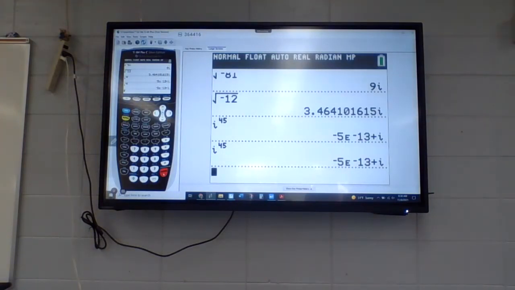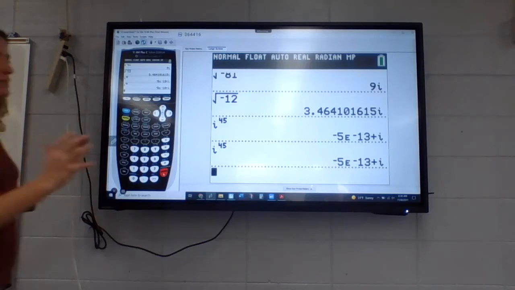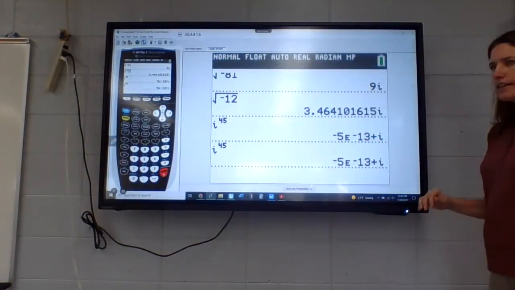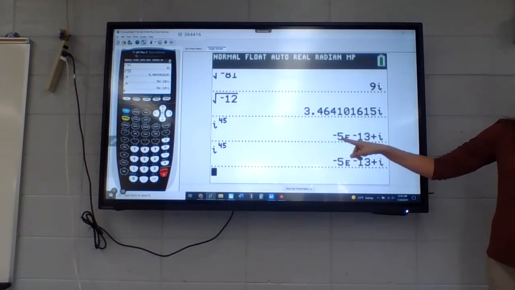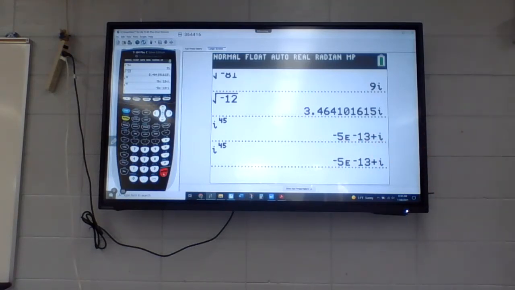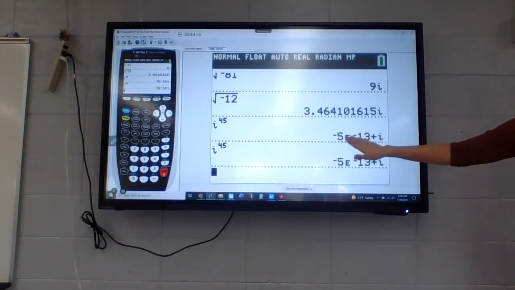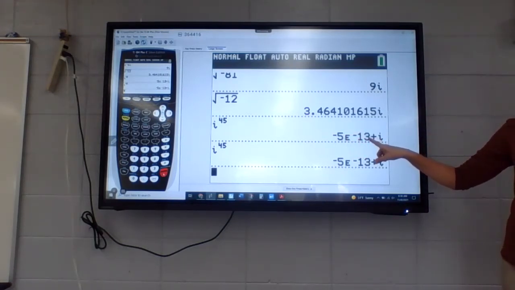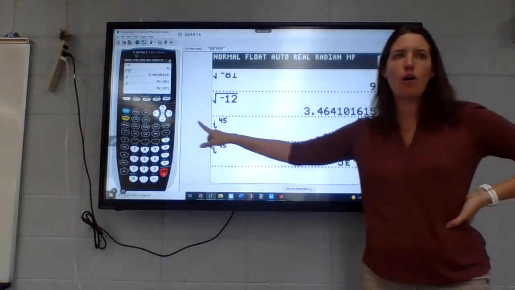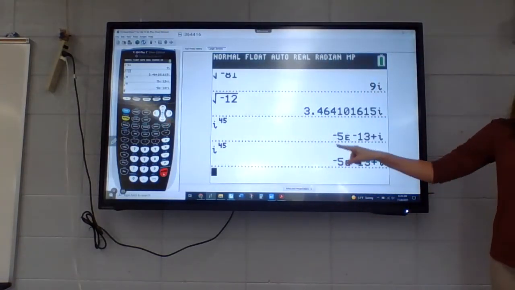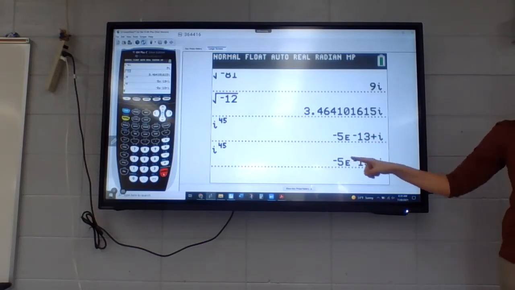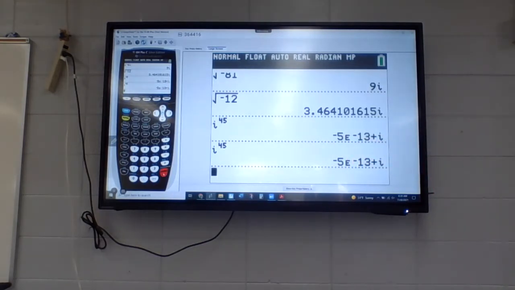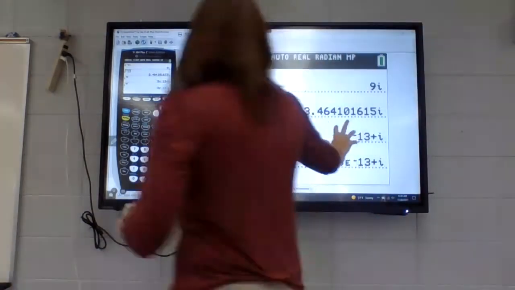Let me show you guys real quick what this is saying though. What's negative 5e to the negative 13 power? Do you know what that means? This is like negative 5 and it's being raised to the negative 13 power. So you're taking a negative 5 and you're moving your decimal over a negative 13. So what is this number super close to? 0. This is a really, really tiny number. So it's like 0 plus i. So I don't know why it's doing that. That basically is saying 0 plus i.